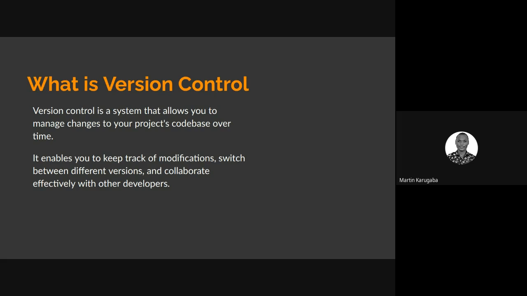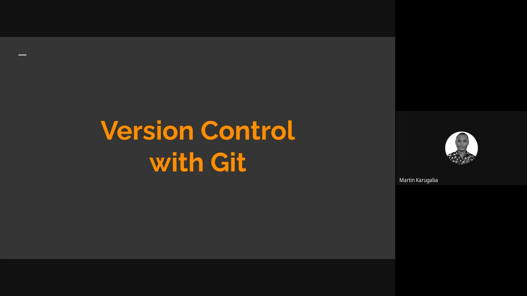It also enables you to keep track of modifications, because you know what changed when and who changed what. You'd also be able to switch between different versions and collaborate effectively with other developers. So basically that's it. Let's talk about version control with Git.